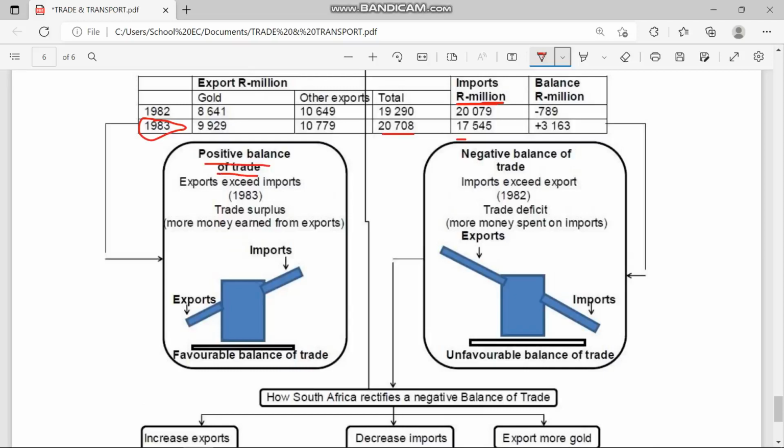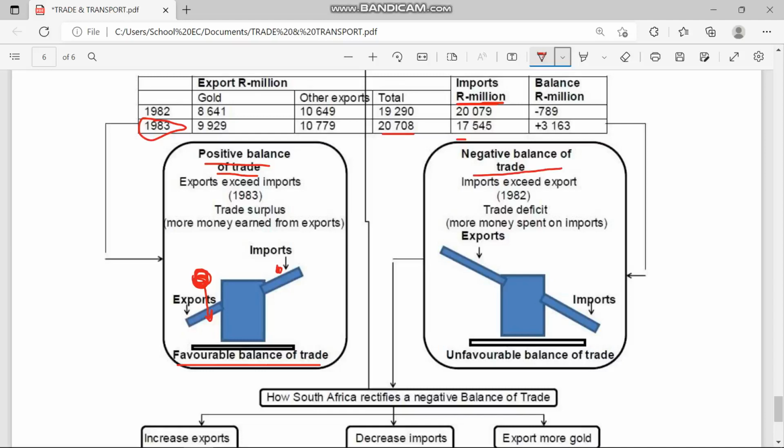As you can see, there's a high load on this side, meaning there are more imports and fewer exports. That's why this one is going down, because there is a high amount of exports and a lower amount of imports on this side. So this is a favorable balance of trade. On this side we have a negative balance of trade, whereby imports exceed exports. We're importing more than we're exporting.